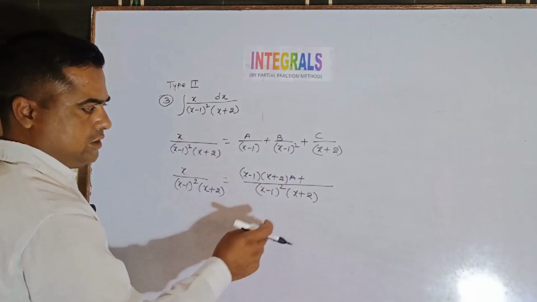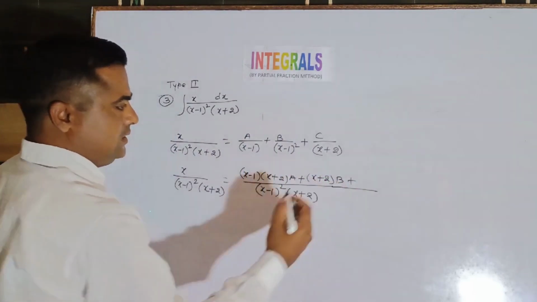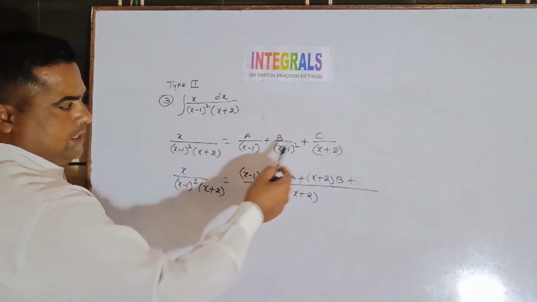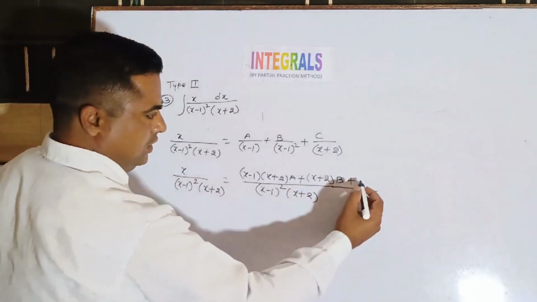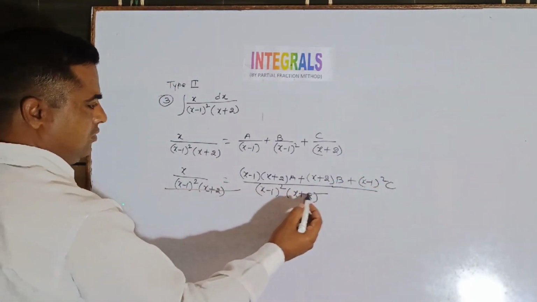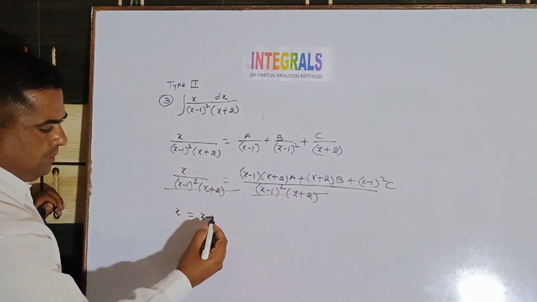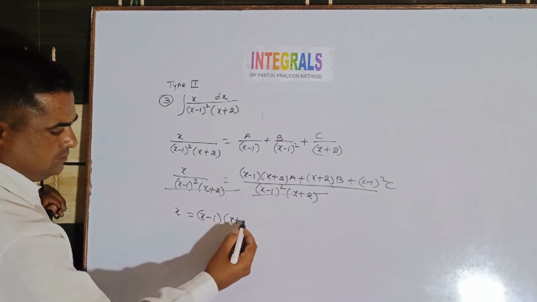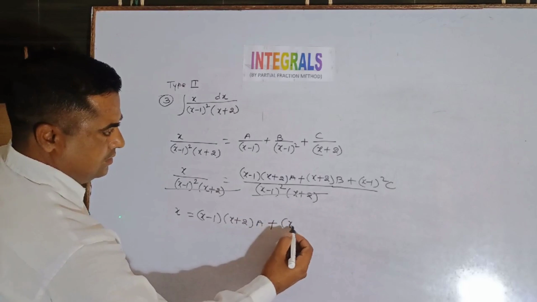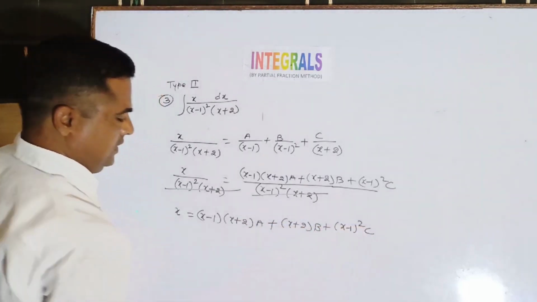So this term is cancelled out by this term. So we'll get here x plus 2 into b, plus dividing by x plus 2 in this denominator. So x plus 2 is cancelled out. We'll get here x minus 1 whole square into c. Now this denominator is cancelled out by this denominator. We will get here x is equals to x minus 1 x plus 2 into a plus x plus 2 b plus x minus 1 whole square c.